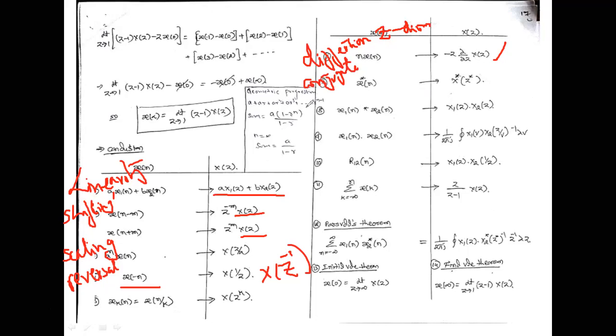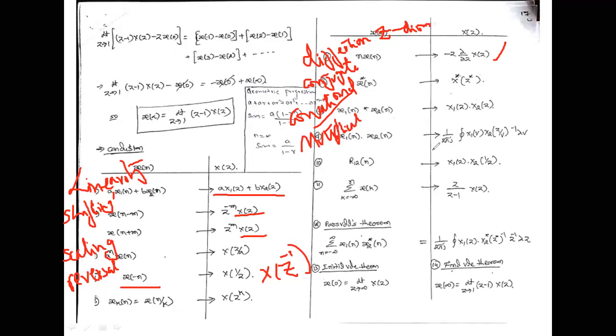Next, the eighth property is the convolution property. Convolution in time domain. Convolution of x1 of n with x2 of n, X1 of z and X2 of z is a product. Time is convolution, frequency domain is a product. And the multiplication property.